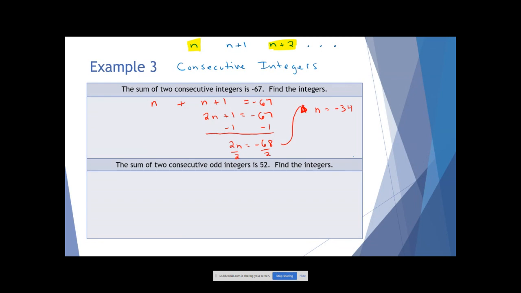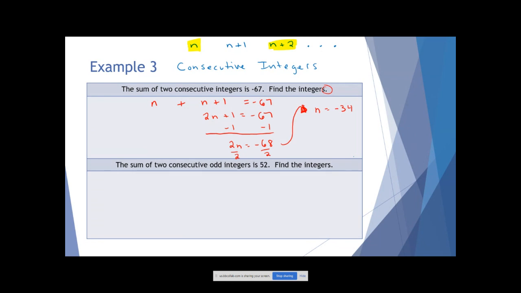So it says find the integers. It's plural, so you need to find both of them. And that word integer is key because integer means that it's positive or negative and it's a whole number. So if you solved and got a decimal or a fraction, that means you made a mistake somewhere. The mistake is either in your solving or in your setup. But I've got an integer here because it's a whole number and it's either positive or negative. So that part's okay.